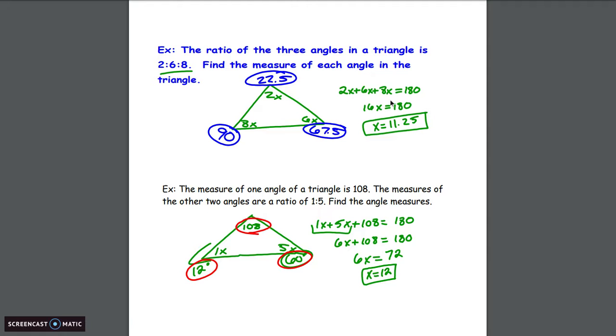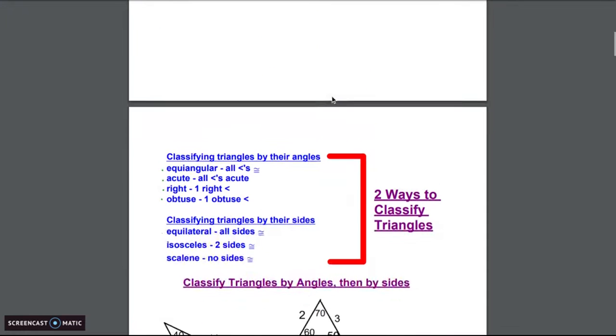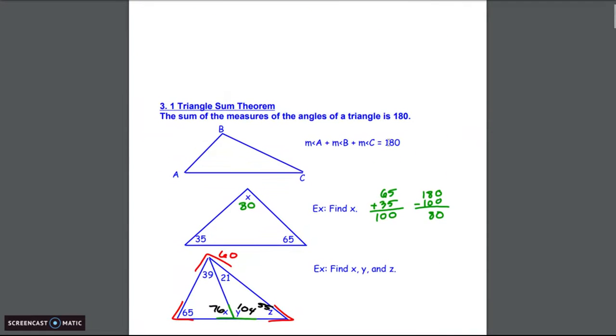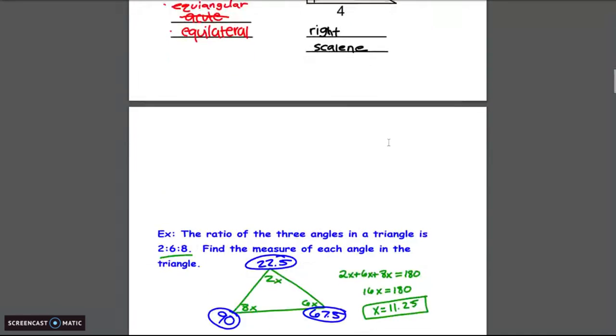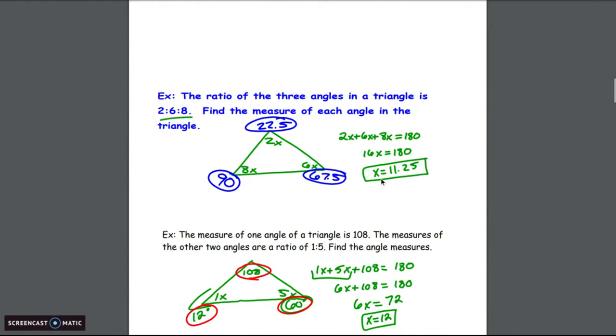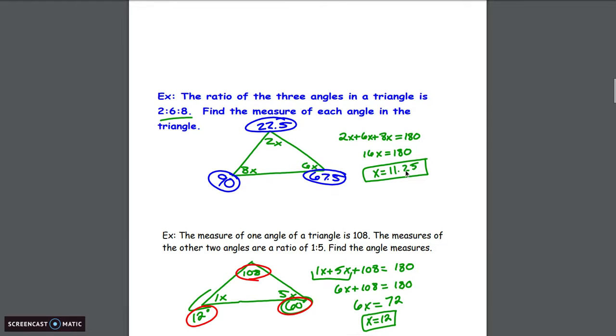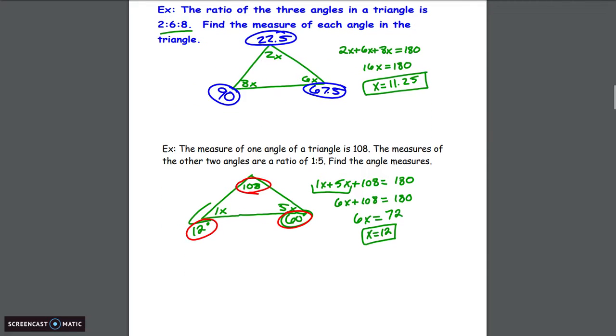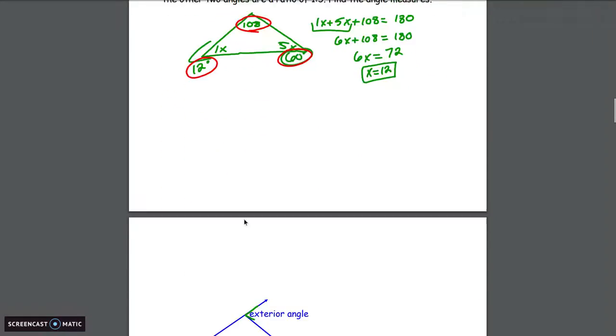You set them equal to 180 because remember back up here, we know that them added equals 180. So then you solve and you get x equals 11.25. But if you wanted to find the measures, then you just plug x in, and that's what you did. And it would be the same thing for that one.